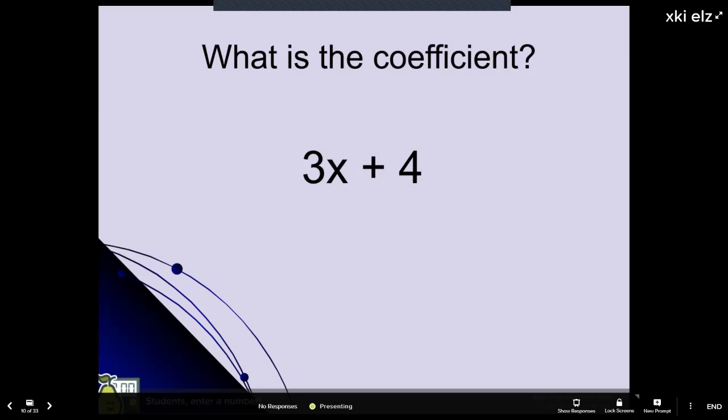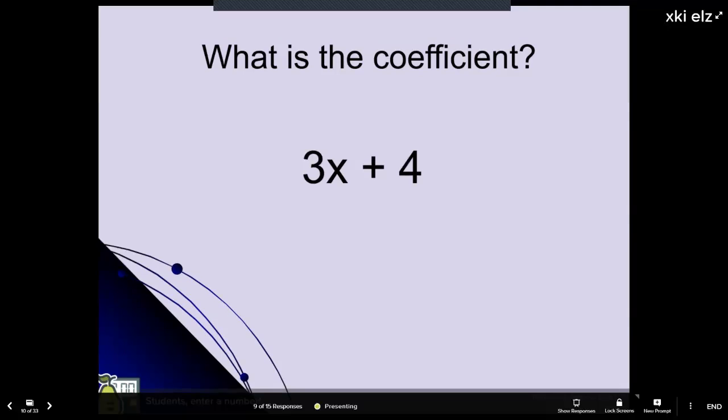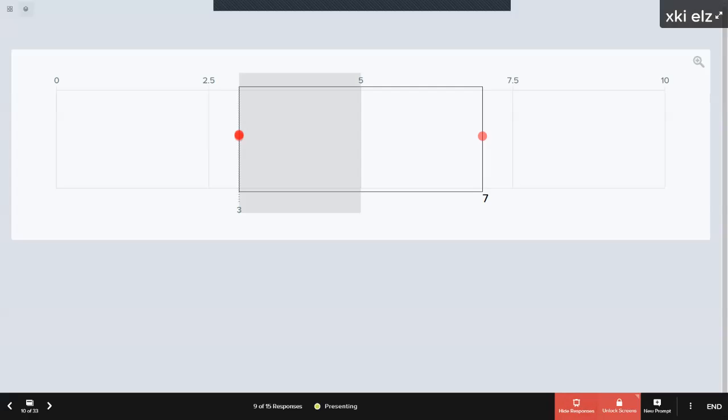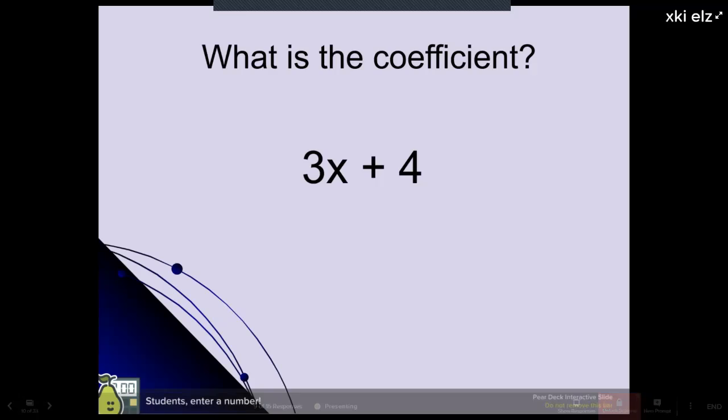So quick check. What is the coefficient in this expression? All right, let's take a look. So the class was kind of divided over 3 and 7. Most people, it looks like, picked 3, but we did have more than one person pick 7. So the correct answer for this one is 3. It is simply the number that's in front of your variable, the number that's multiplying times that variable.